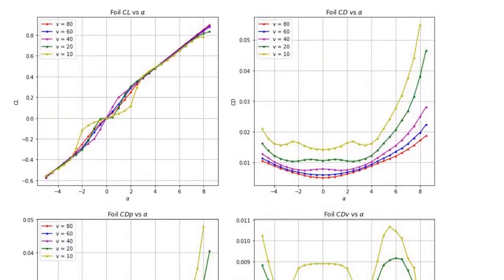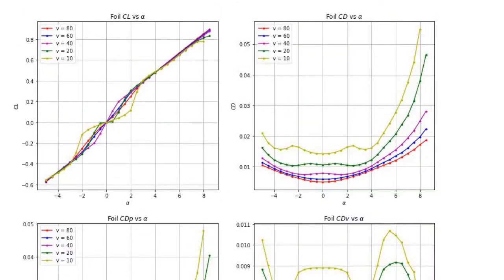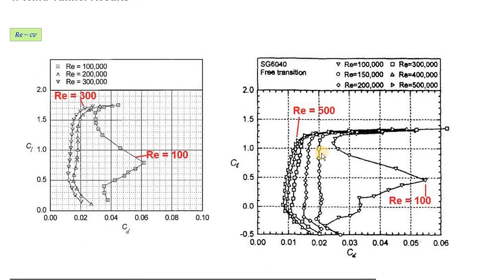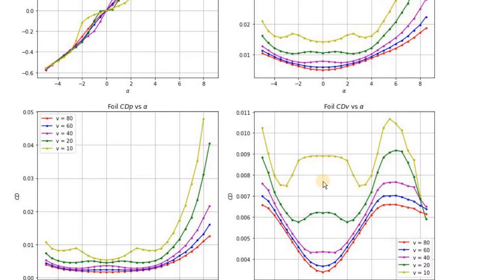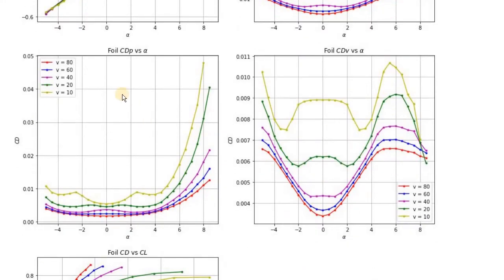The first thing that you should note is that we have the same picture as from the wind tunnel data. If you fly slow, let's say 10 meters per second, you have huge drag. If you fly fast, 80 meters per second, you have the minimum drag. The same kind of picture holds for the pressure drag and for the viscous drag. For whatever reason, you have to go very fast to have the minimum drag coefficients.